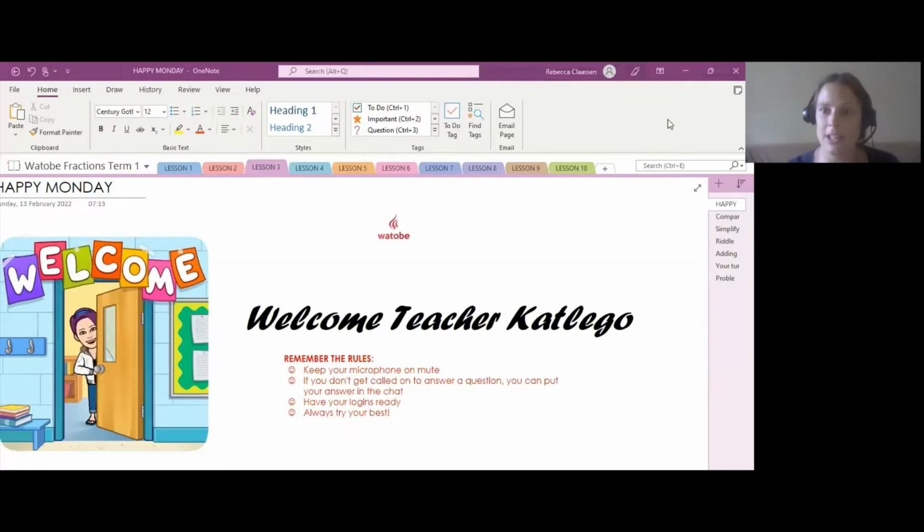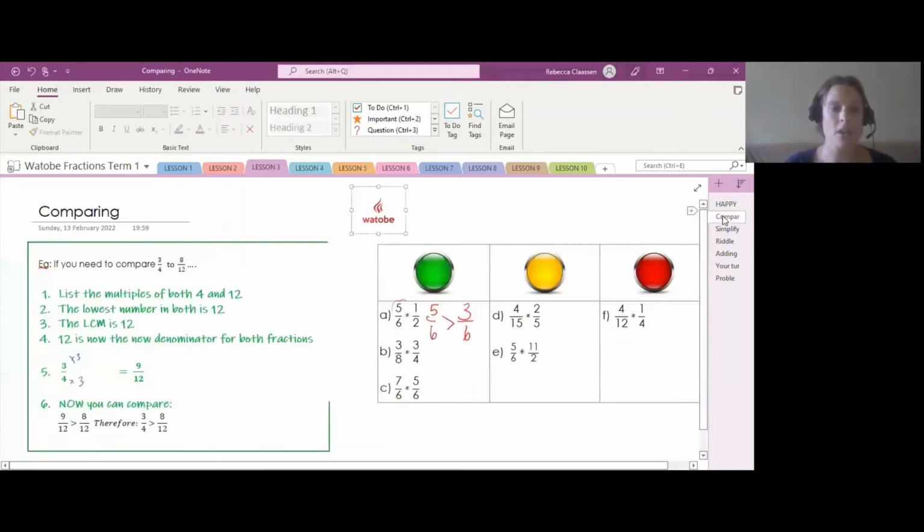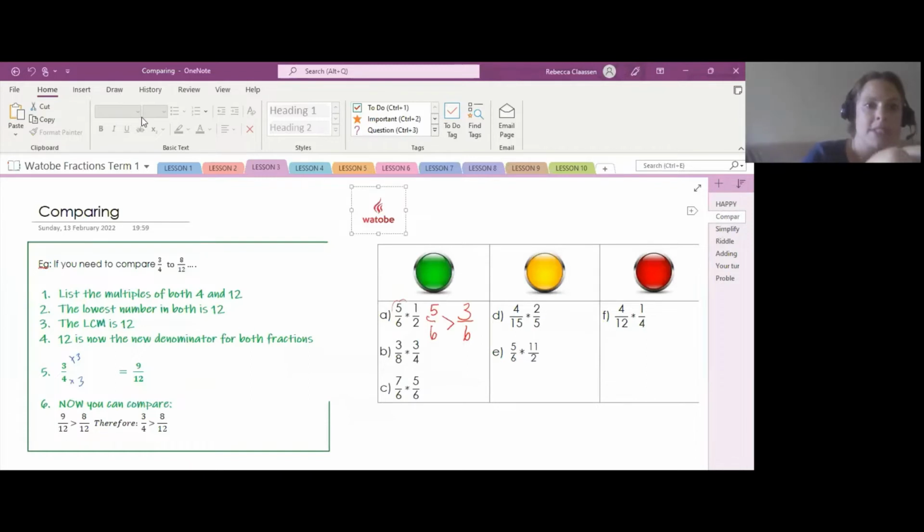More involved in the lesson. Okay, so we are going to have a quick reminder of comparing. So tell me, when we have to compare fractions and we have different denominators, there are some steps that we have to follow.